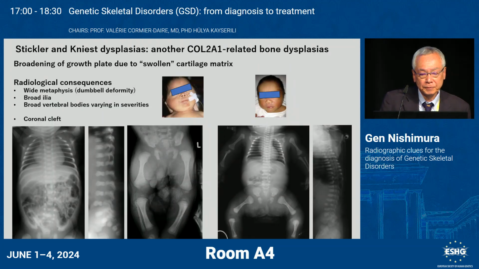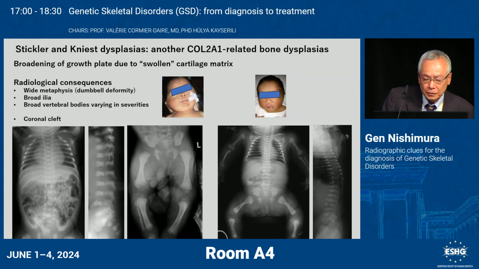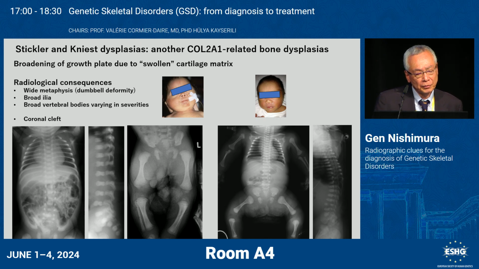Stickler and Kniest dysplasias are other type 2 collagen-related bone dysplasias. Hallmark is broadening of the growth plate, probably due to swollen cartilage matrix. Radiological consequences include wide metaphyses that may manifest dumbbell deformity of the long bones, broad ilia, broad vertebral bodies varying in severities. We may see a coronal cleft in these disorders.